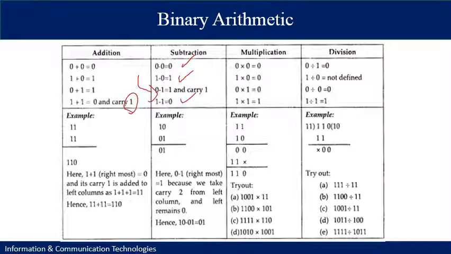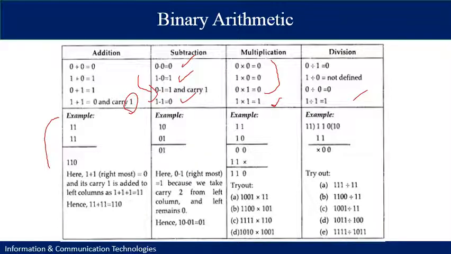For the multiplication, the case is even simpler. 0 multiplied by any other digit is 0, and you will have only one representation, which is 1 multiplied by 1. For division, you have the simpler cases. 0 divided by 1 is 0, 1 divided by 0 is not defined, and 0 divided by 0 is not defined, sorry, 1 divided by 1 is equal to 1.